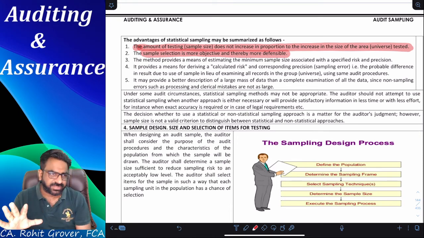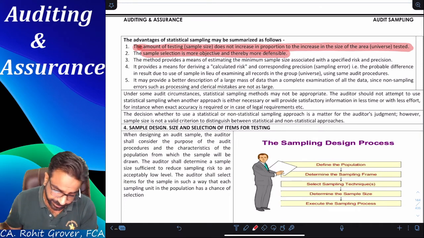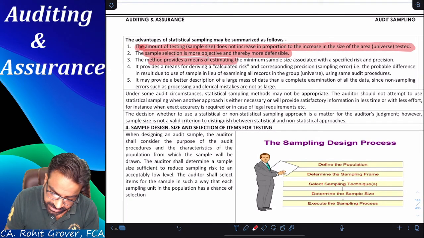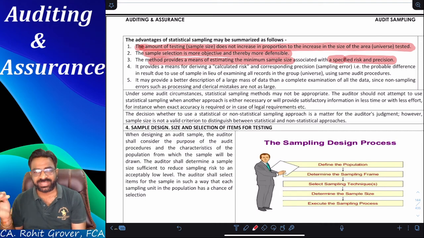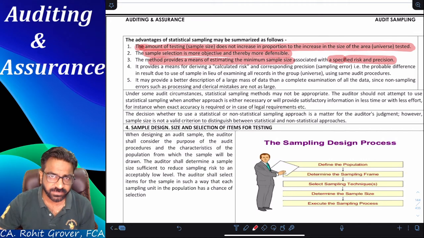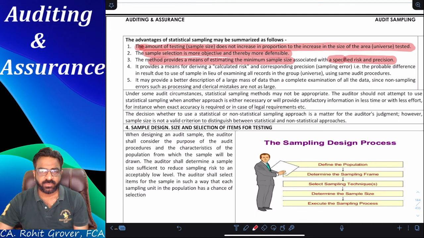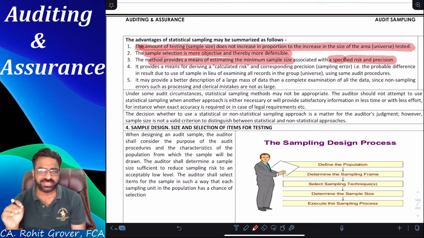So I may defend myself in a better manner if I'm using the statistical method. This method provides a means of estimating the minimum sample size associated with a specified risk and precision. Yes, it is a very precise method. Now see, what is the meaning of this method? This method provides you the minimum sample size associated with the specified risk and precision. So it is a very clear and very precise method.